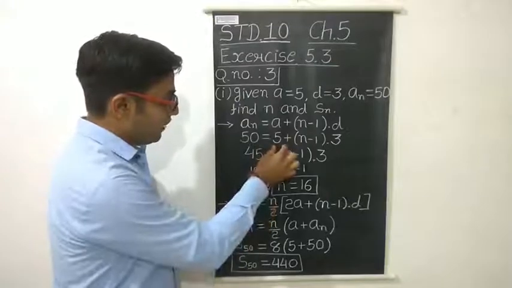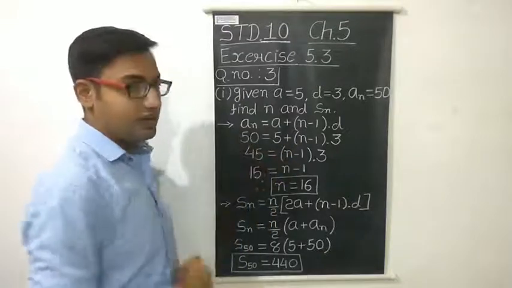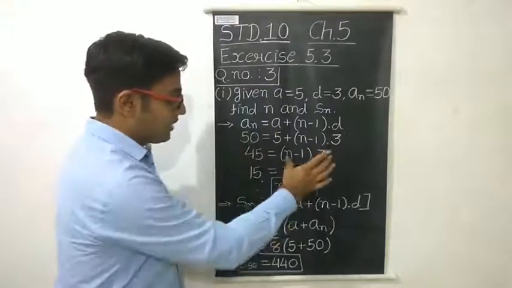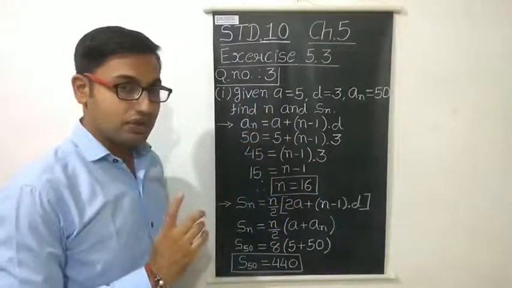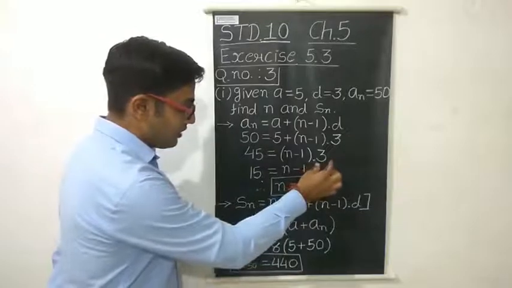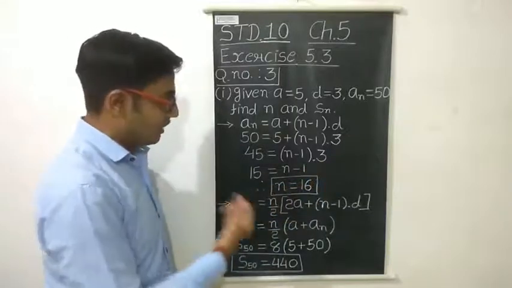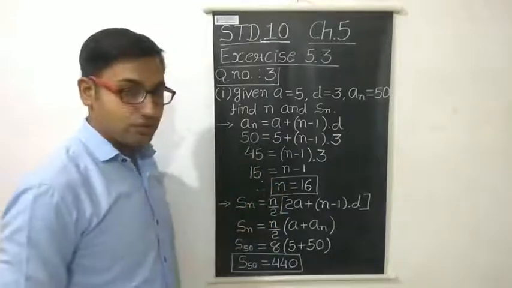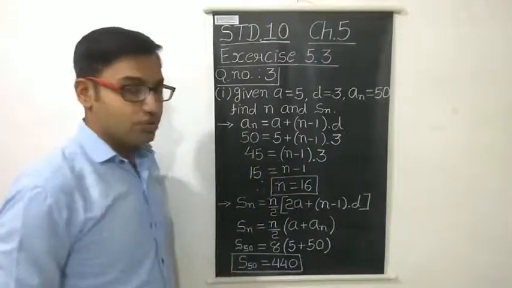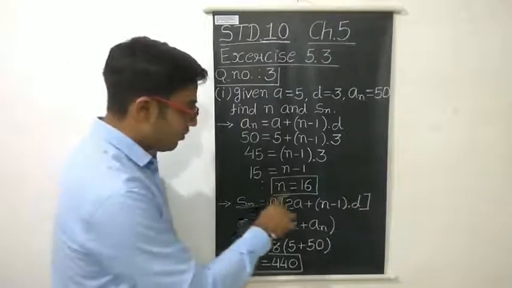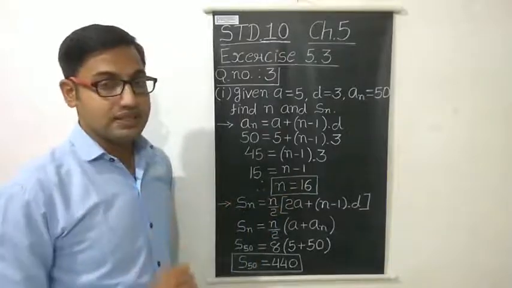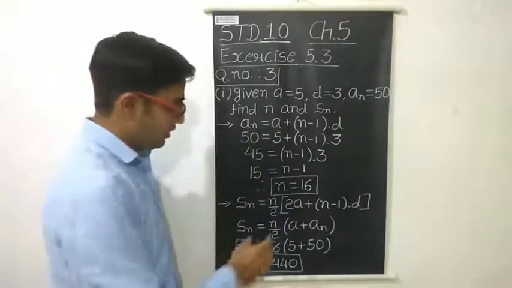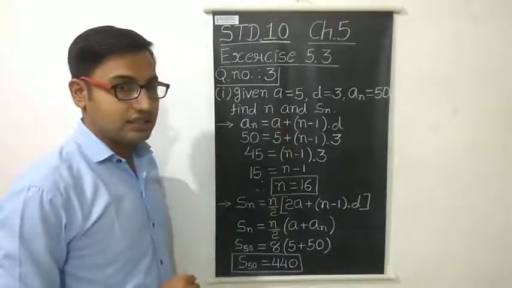By taking 5 to the left hand side, it is subtracted from 50. 50 minus 5 is 45. On the right hand side we have (n - 1) into 3. Now taking 3 to the left hand side, it divides 45. 45 divided by 3 is 15. So 15 = n - 1, and we get n = 16. So the first thing we had to find, the value of n, is 16.